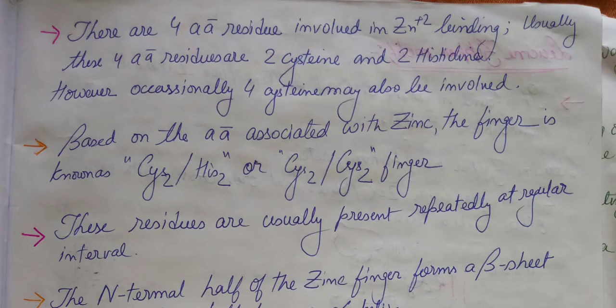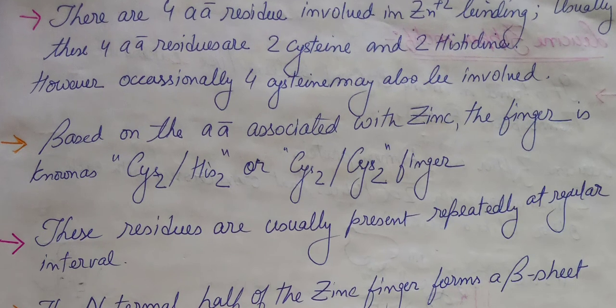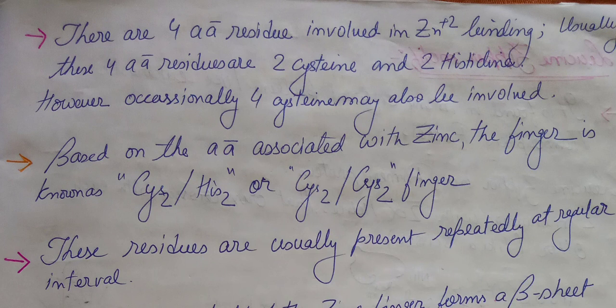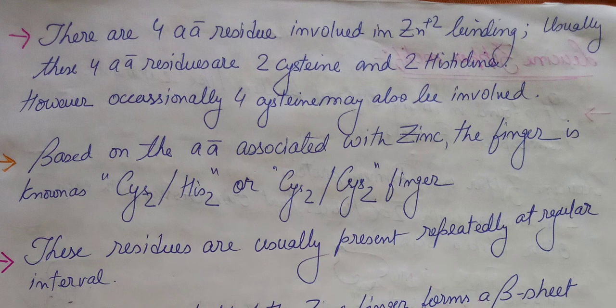There are 4 amino acid residues involved in the zinc binding that you can see there. Usually these 4 amino acid residues are 2 cysteine, which are found on the beta sheet and beta turn, and 2 histidine found on the alpha helix. However, sometimes 4 cysteine may also be involved to interact with the zinc to form this type of motif.